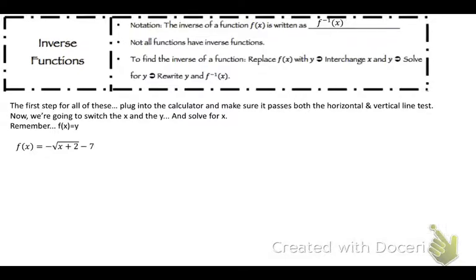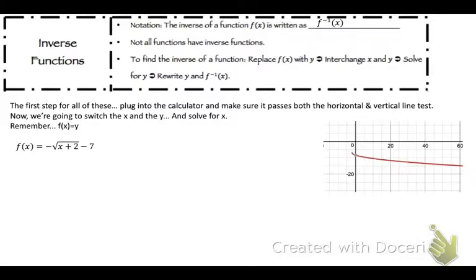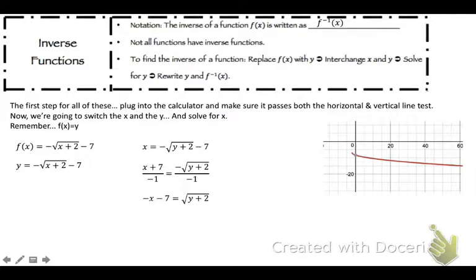Okay? For this one, plug it into the calculator and we get that graph. That passes both the vertical and the horizontal line test. So now let's just find the inverse. So we have y equals negative square root of (x plus 2) minus 7. Switch my x and my y's, so we have x equals negative square root of (y plus 2) minus 7. Add the 7 over, divide by negative 1. You get negative (x minus 7) equals the square root of (y plus 2).